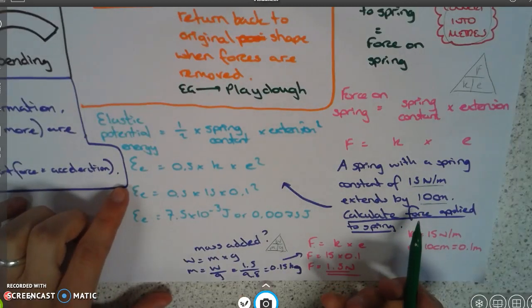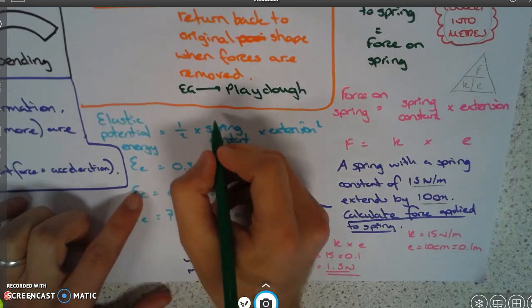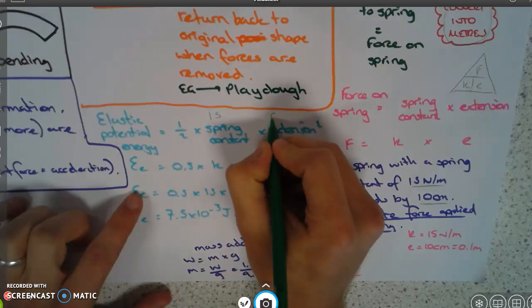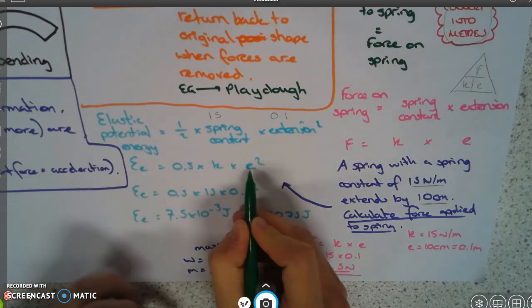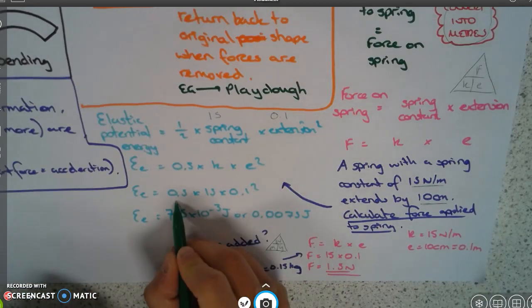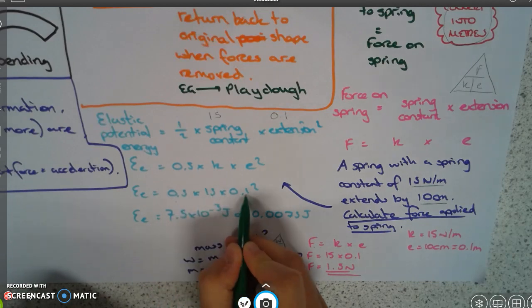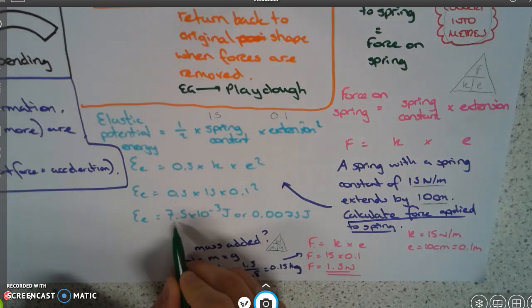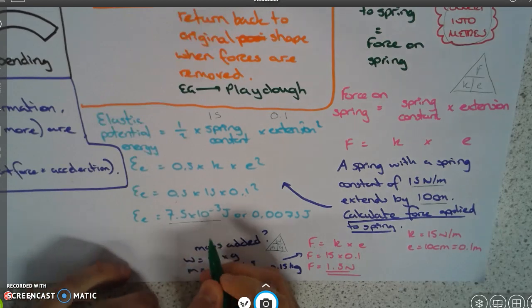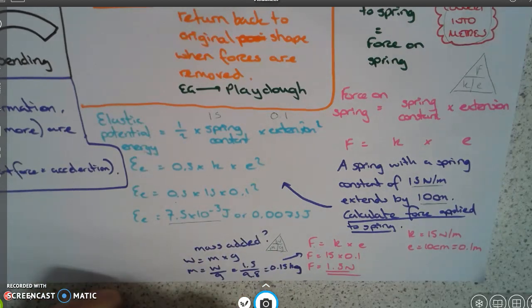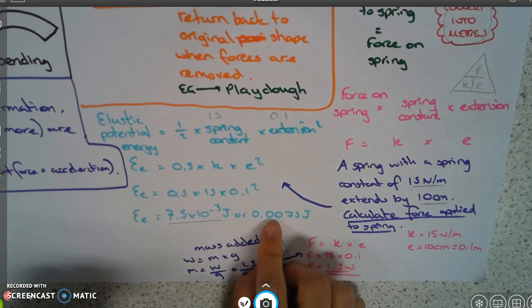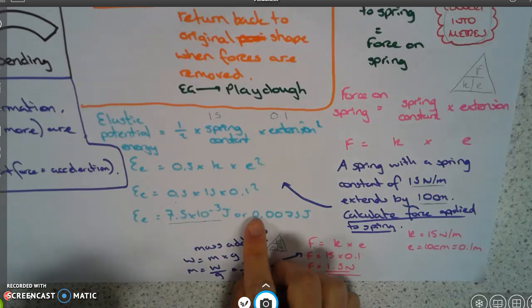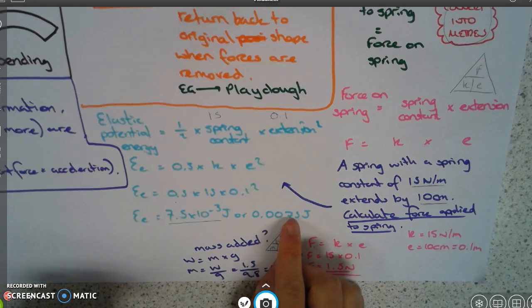So for this spring here, the elastic potential energy, we know the spring constant is 15, and we know the extension is 0.1. So we need to do 0.5 times the spring constant times the extension squared, which is going to be 0.5 times 15 times 0.1 squared. You plug all that in your calculator, and this is exactly what appears: 7.5 times 10 to the minus 3 joules. You can write that down in the exam like that, or you can convert it into decimal form, which is 0.0075 joules.